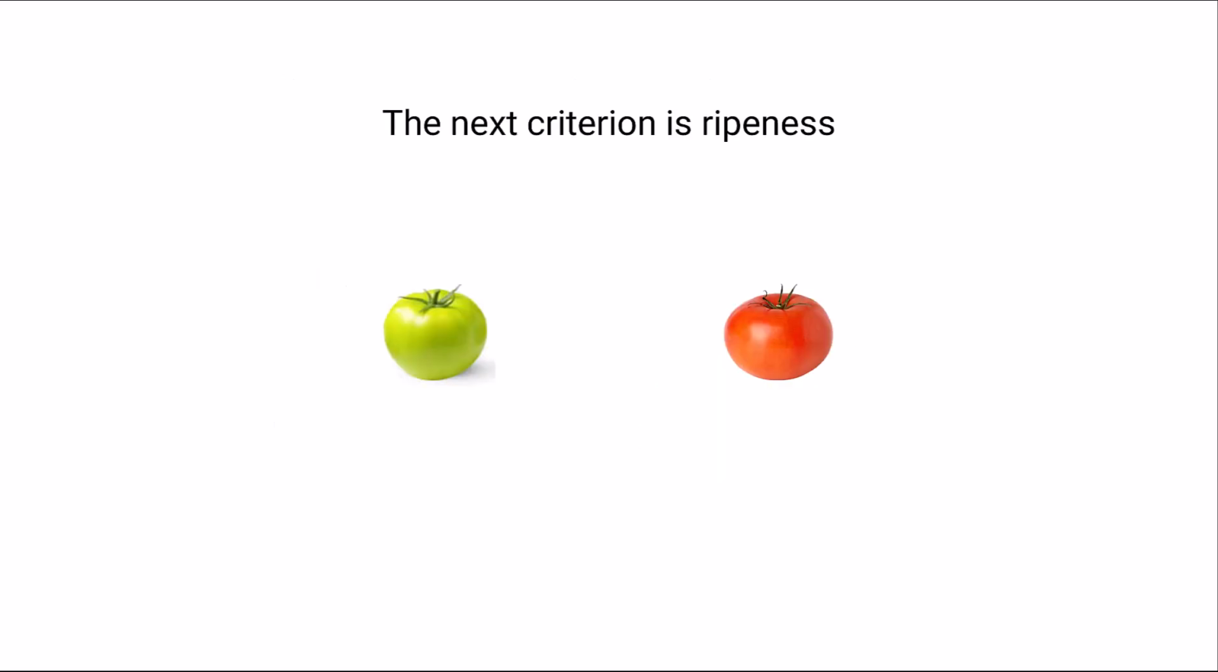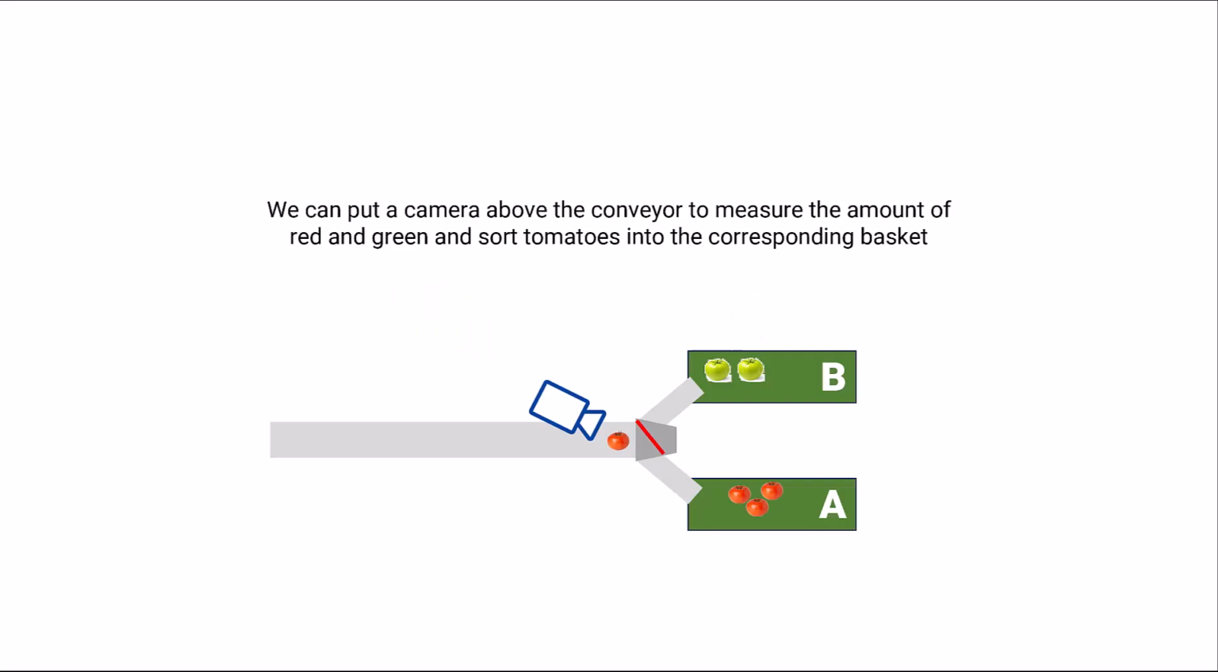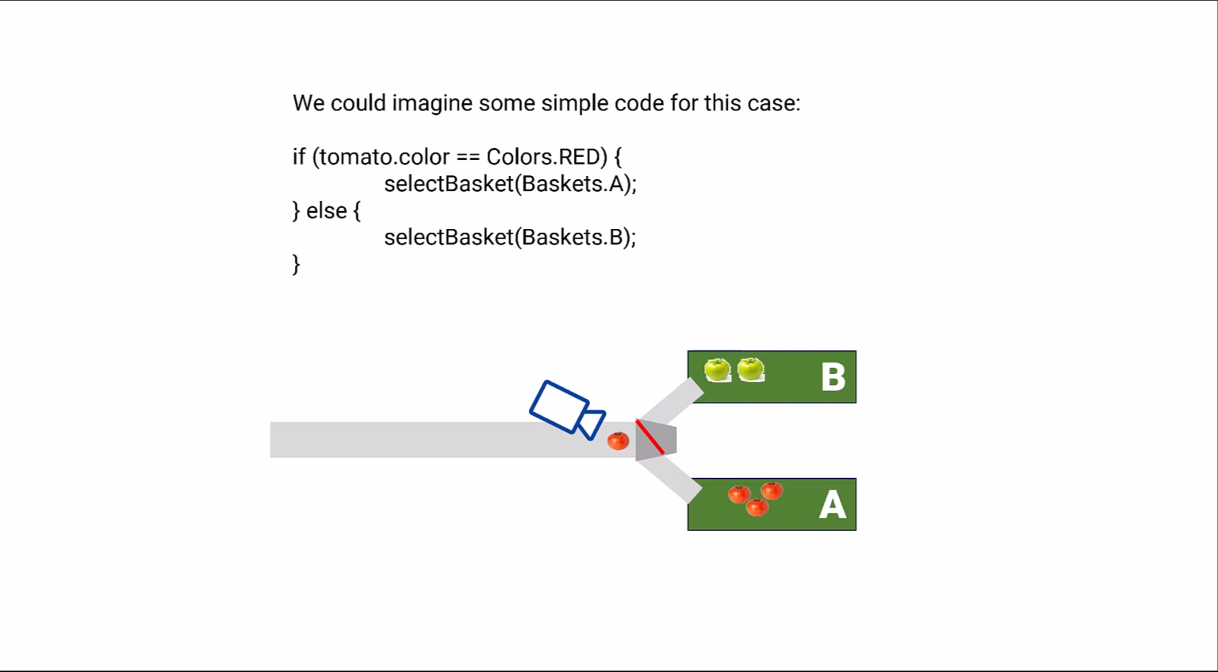The next criterion is going to be ripeness. So a green tomato is unripe and a red tomato is ripe. So we can use the color, right? So what we could do is put a camera above the conveyor belt to measure the amount of red and green and use that to select the corresponding basket. So we could write a piece of code, takes a picture and determines the color of the tomato. And if the color of the tomato is red, put it in basket A. Otherwise, put it in basket B.